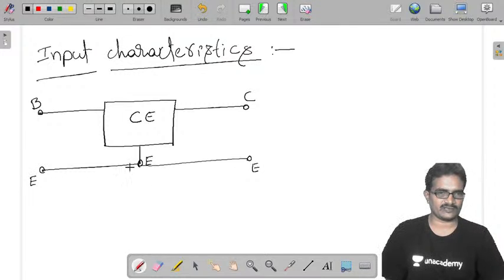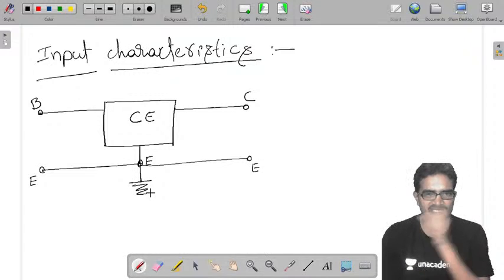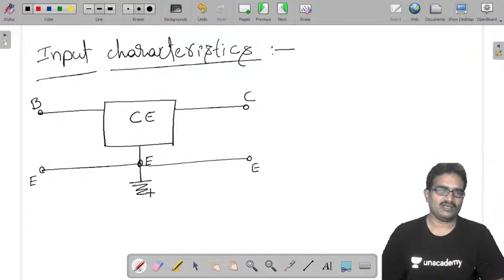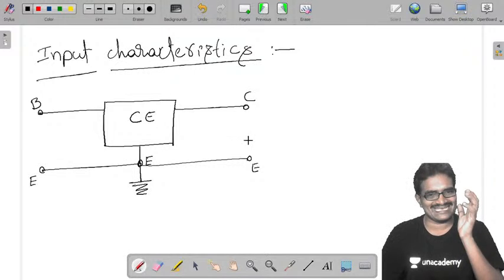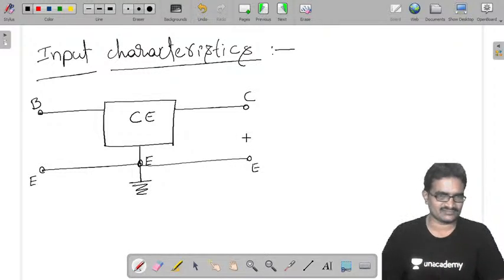This is step 1, the common terminal. Everyone should follow this procedure. Then only you can easily understand the things.